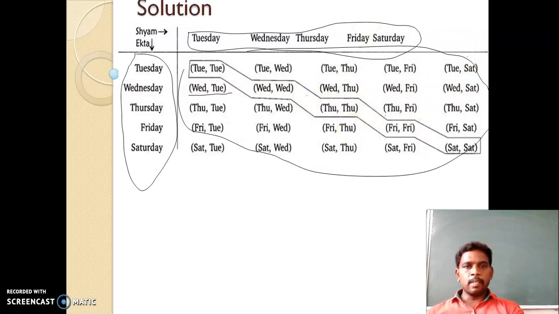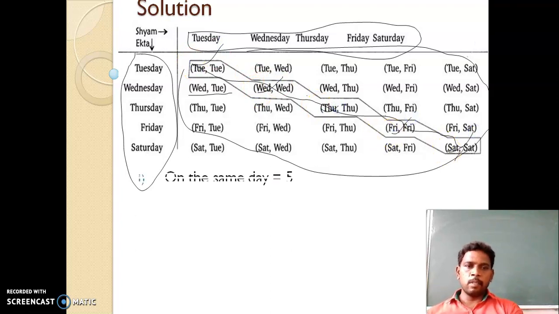Look at the first question, on the same day. Same day means how many same days are available? So both are visiting on the same day means Tuesday, Wednesday, Thursday, Friday, Saturday. So how many possible events are there? So 1, here 2, here 3, here 4, and here 5.